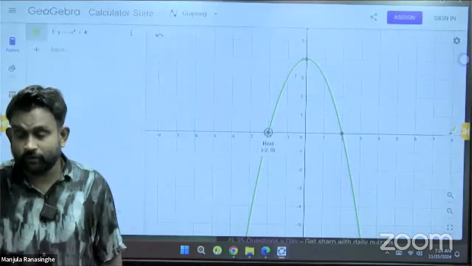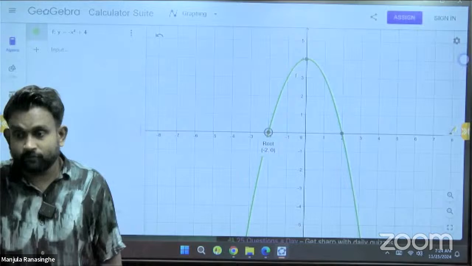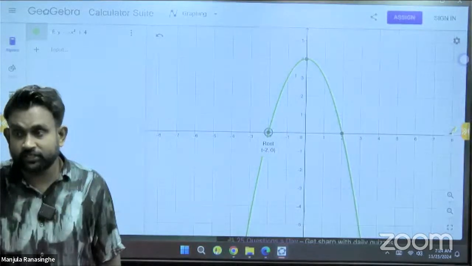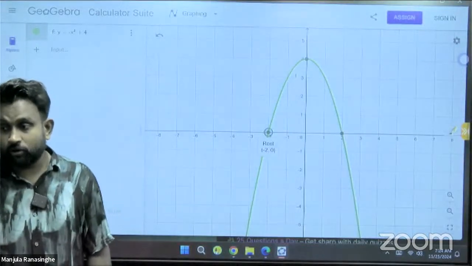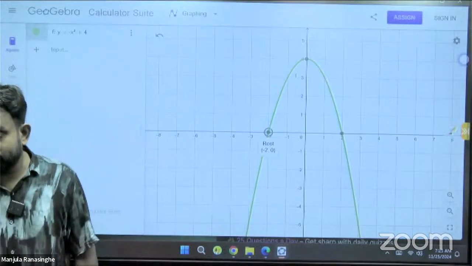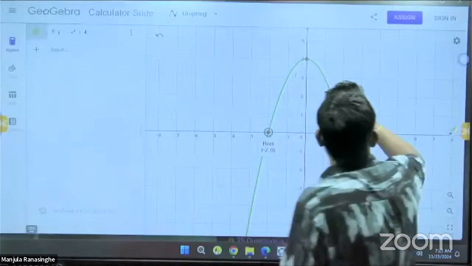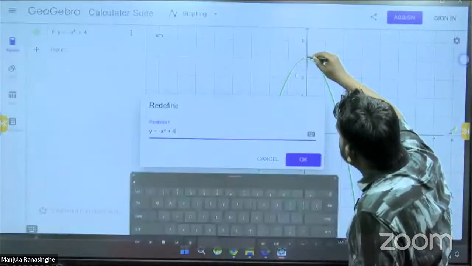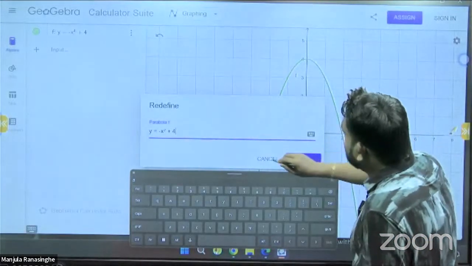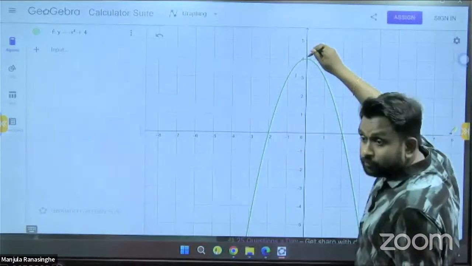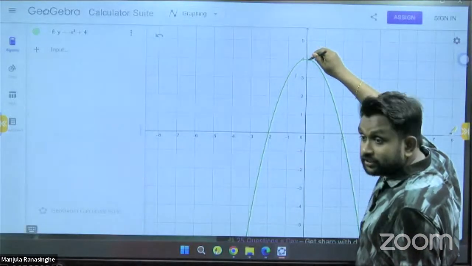Right, now check here. They're asking to write the coordinates of the turning point. Balana turning point එක. The turning point is this one. So they mention it as well. This is the turning point. So what is the coordinate of the turning point?